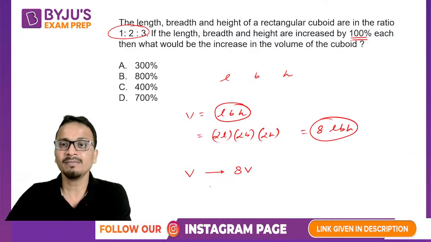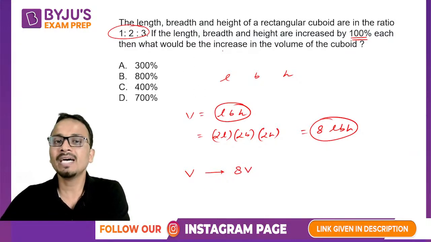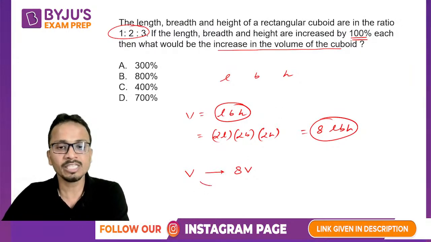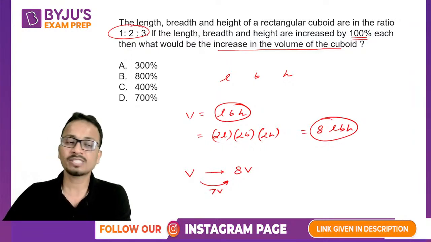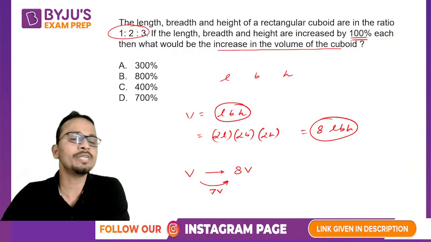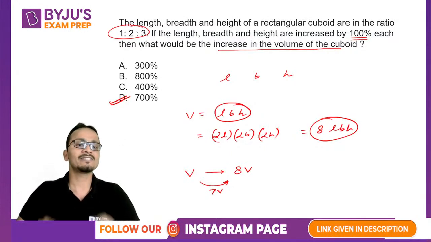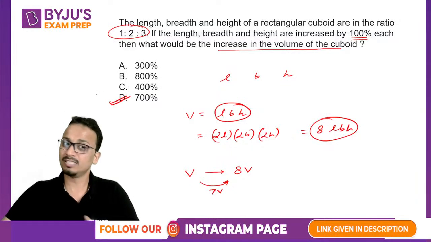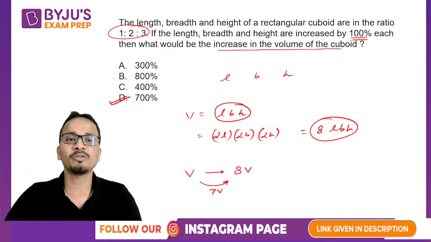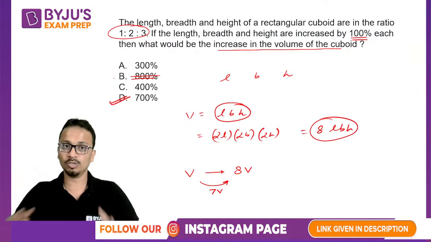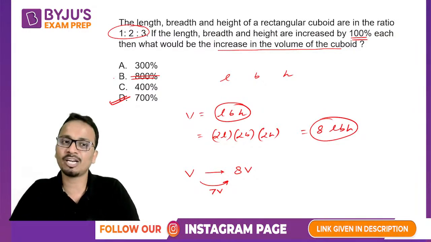Now they're asking, what would be the increase in the volume of the cuboid? So percentage increase find out करना है. So the increase is by 7V. So 7V का increase हुआ है over the original value of V. So yes, the percentage increase here is 700%. Generally क्या होता है, हम गलती से 800% मार्क कर देते हैं because the volume has become 8 times. No, the correct answer will be 700%.